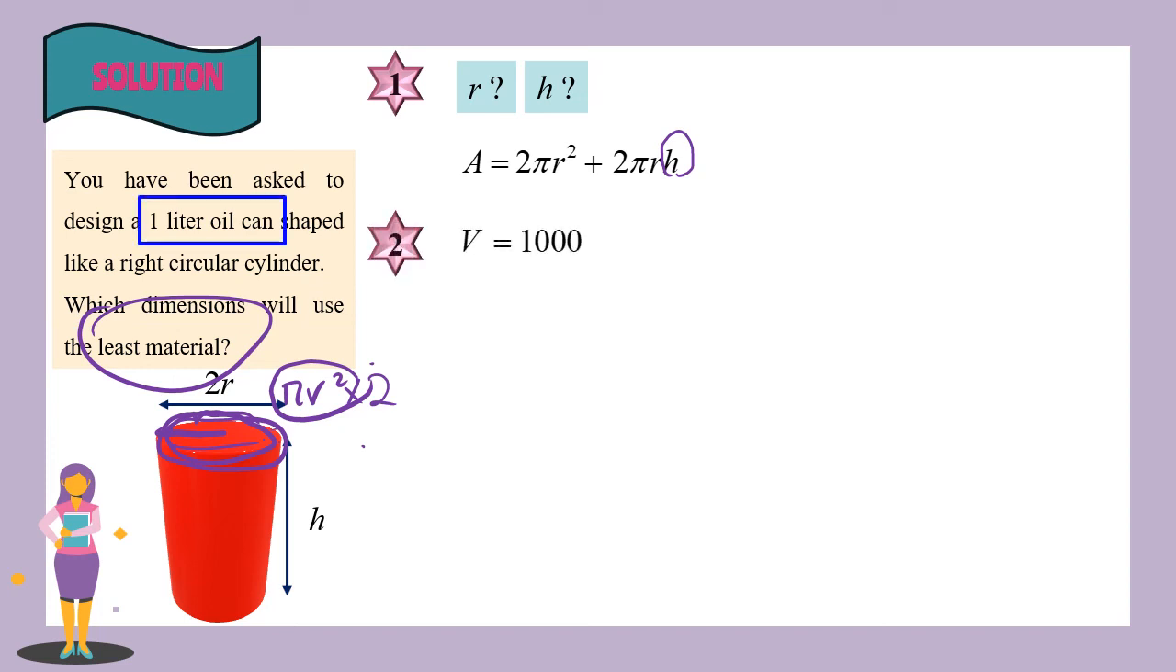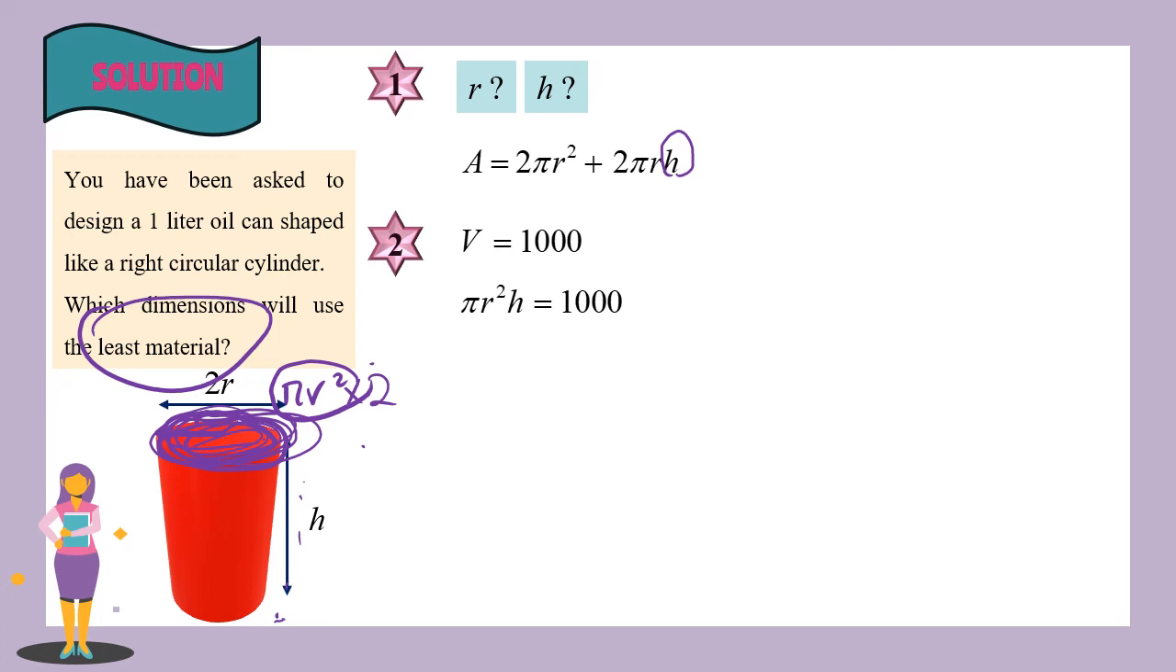Okay, because we know the volume is equal to 1 liter. So what is the volume for a cylinder? It will be pi r squared h, right? The cross section is pi r squared, the surface area, and then we multiply by h. That's why pi r squared h equals 1000 milliliters.